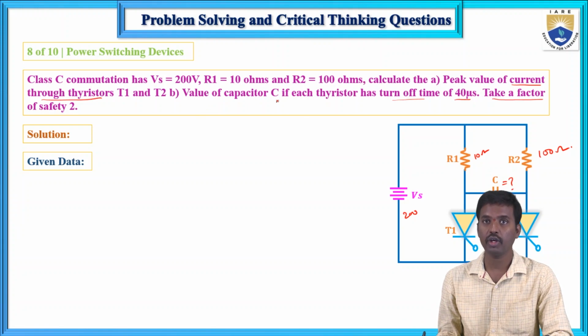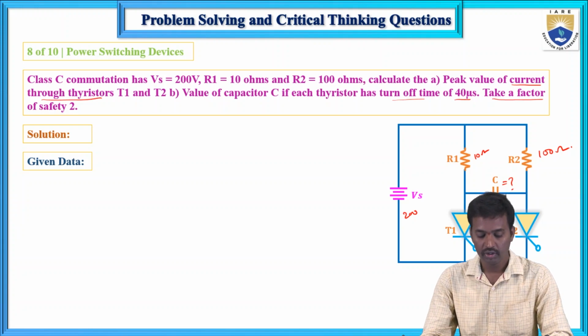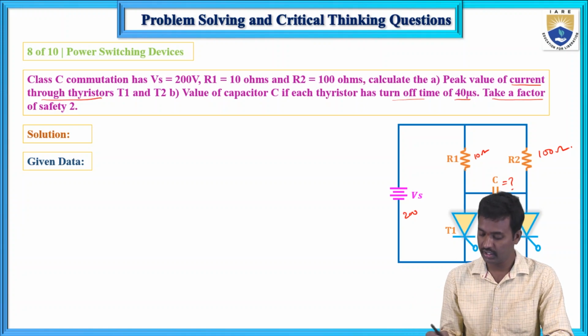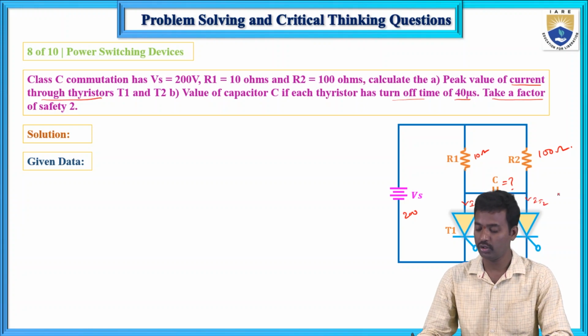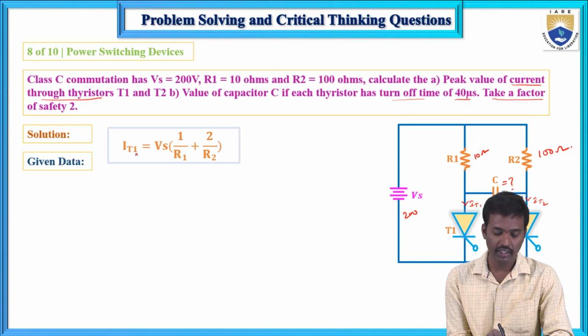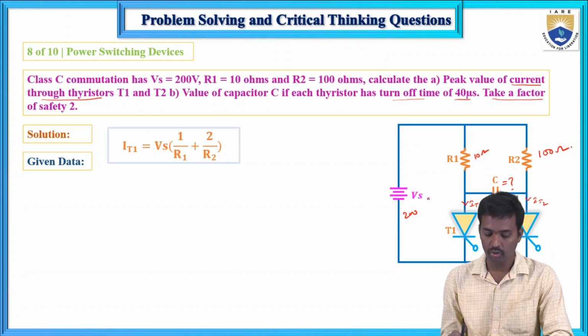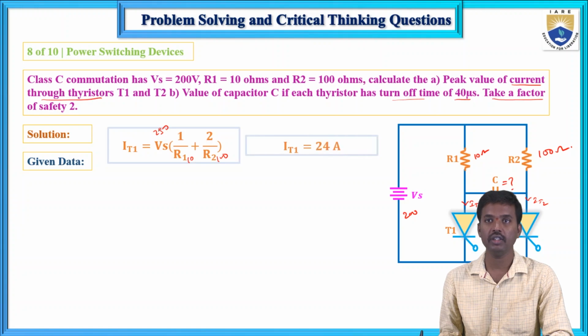So what is the value of the capacitor? First you need to calculate the peak value of current through T1 and T2, IT1 and IT2. What is the formula? IT1 equals the supply voltage into 1 by R1 plus 2 by R2. If you substitute, this is 10, this is 100, this is 230. If you calculate, that value equals 24 ampere.